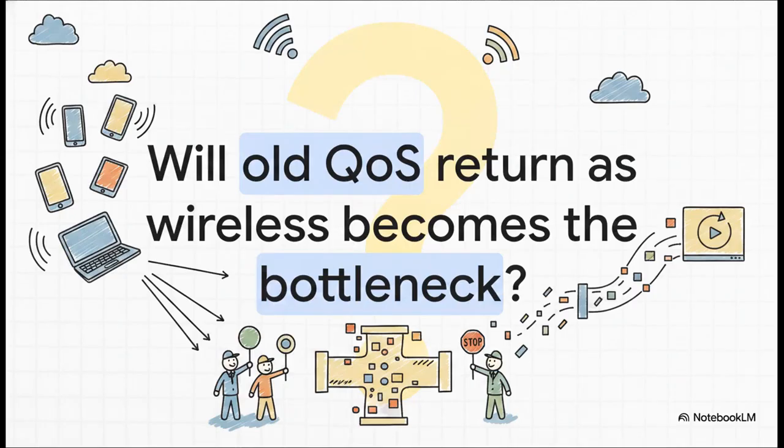Which leaves us with this final, really provocative thought. We live in a world entirely dominated by mobile devices and wireless connections now. As wireless networks become the new bottleneck for our frankly insatiable data demands, will the old QoS traffic cops make a full comeback? Will these intricate scheduling and policing algorithms ultimately dictate the future of your mobile data? It is a fascinating question to chew on the next time a video buffers on your phone.